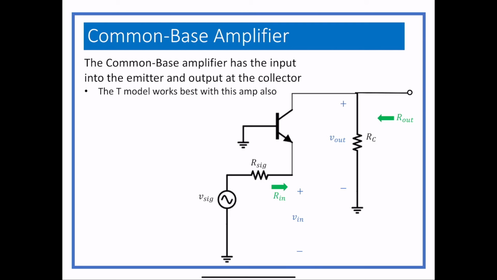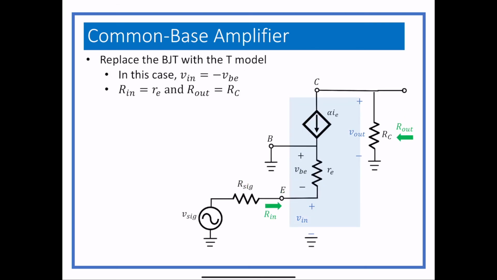It wouldn't be complicated. So common base is analogous to the common gate with MOSFETs. The input's at the emitter and the output is at the collector. And this amp has a few problems. We can replace this with the T model, and Vin is equal to negative VBE coming in. Rin is actually equal to little re. Does anyone remember on what order of magnitude little re ends up being? Yes, it's like tens of ohms.